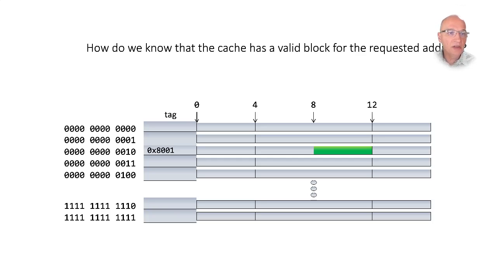So how do we know now that the cache has a valid block for the requested address? So I will have an additional bit that tells me whether the data that's stored in that block is valid. Because, for example, when I just turn on my computer, the data in every block in the cache will be invalid. So as I bring data to the cache, I will be flipping the valid bit for each one of the corresponding blocks to be valid.